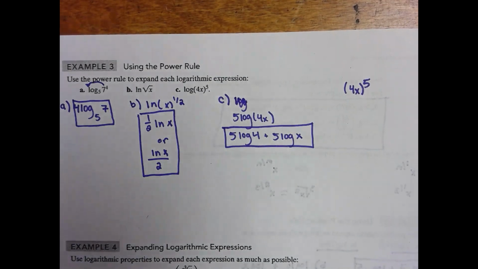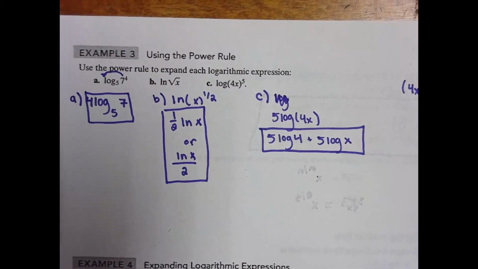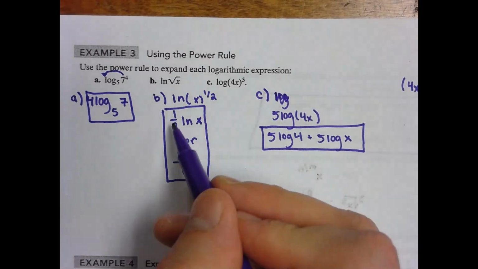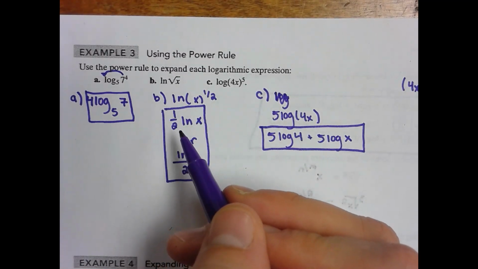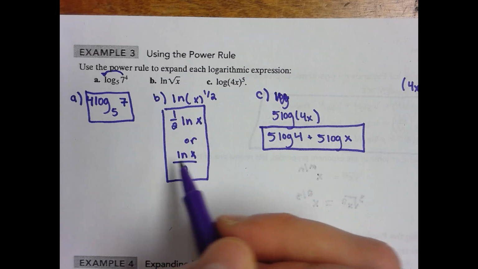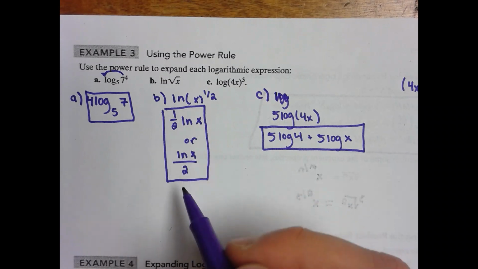So part B, that brings in the square root, which means we have a fractional exponent. And so you're going to see this written in 2 different ways. The way that I would expect most of us to write it is to take that exponent of 1/2 and just make it the coefficient. So 1/2 natural log of x. But you're actually going to see it written more times as natural log of x divided by 2. And these are the exact same thing.